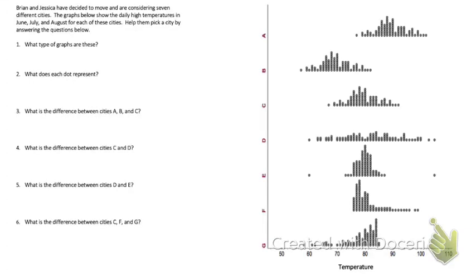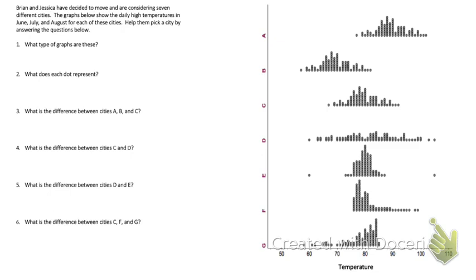So 1.1 was all about displaying categorical data. What were the two graphs that we used to display categorical data? Bar graphs and pie graphs. Very good. We are now transitioning to displaying quantitative data. So this is our first graph. Do you guys know what this graph is called?